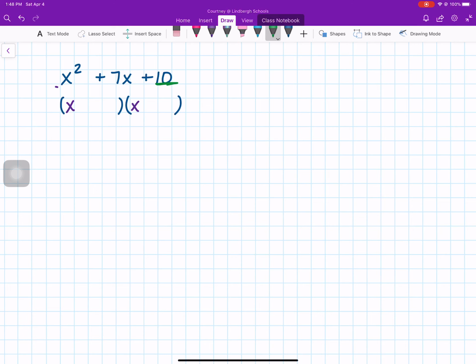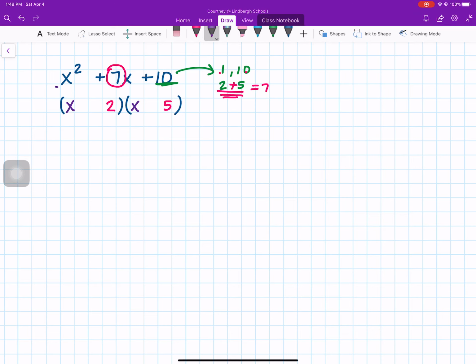So now you're looking to your last number. List your numbers that multiply to 10. So you have 1 times 10 or 2 times 5. Now you're looking for the combination that when you add them up, you get 7. So in this case, 1 times 10 and 2 times 5. 2 times 5 is the only one that works, because 2 plus 5 is 7.